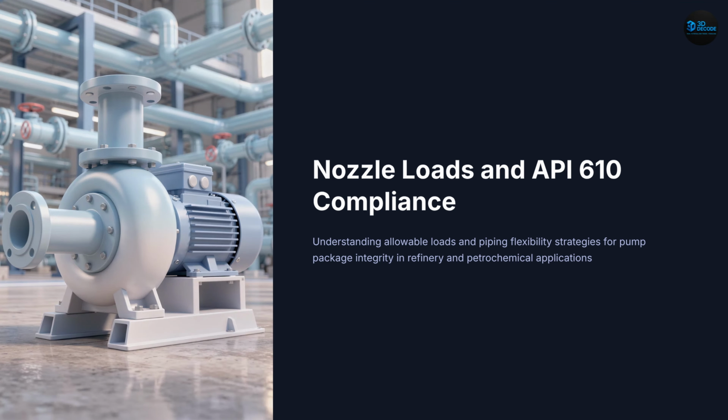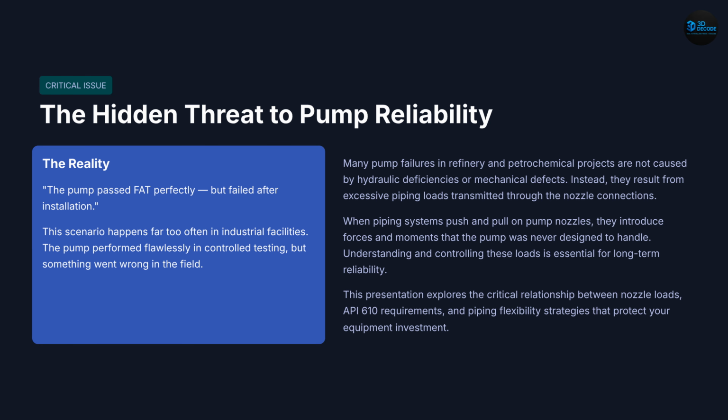The pump passed all factory tests perfectly, but after installation, vibration increases and seals start failing. Why does this happen? Because of piping, not the pump. In this video, I will explain nozzle loads and why they are one of the biggest hidden causes of pump failure.